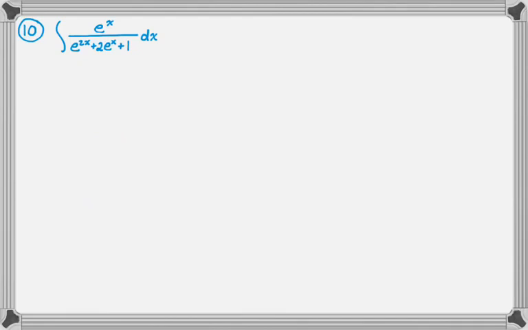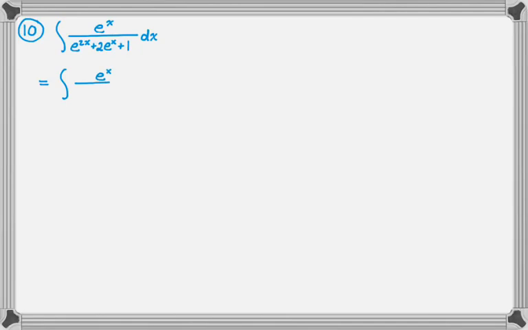Integral of e to the x over e to the 2x plus 2e to the x plus 1 dx. Okay, the only way to get good at these problems is to just do a lot of them. I look at this problem and I think that denominator is factorable, so I'm going to try to factor it before I do anything really.